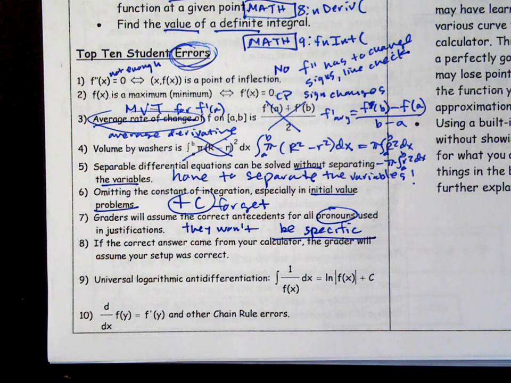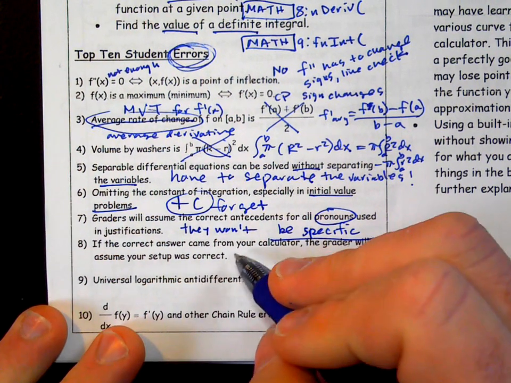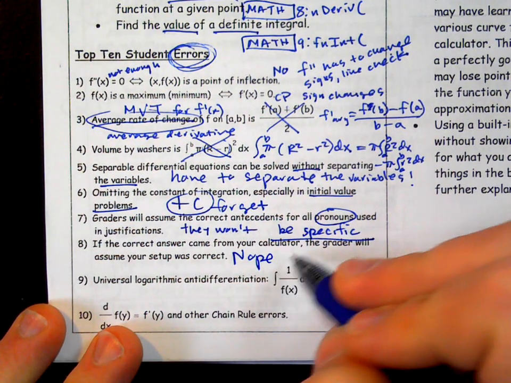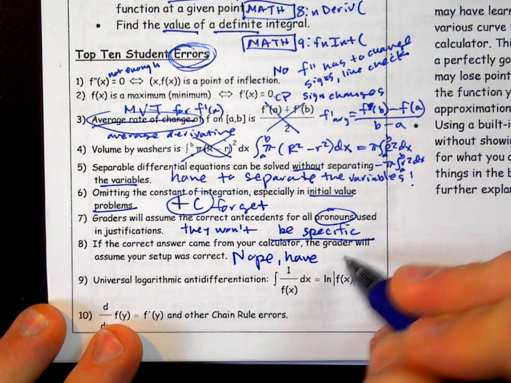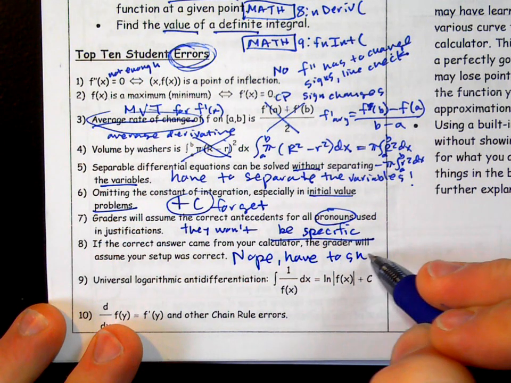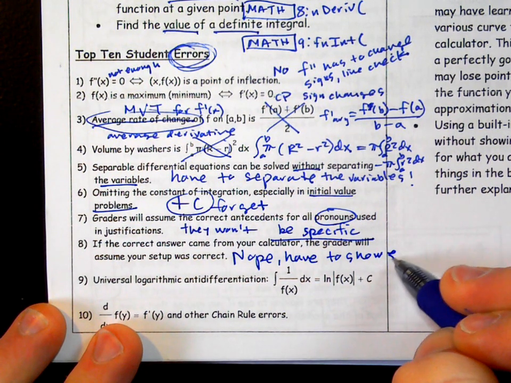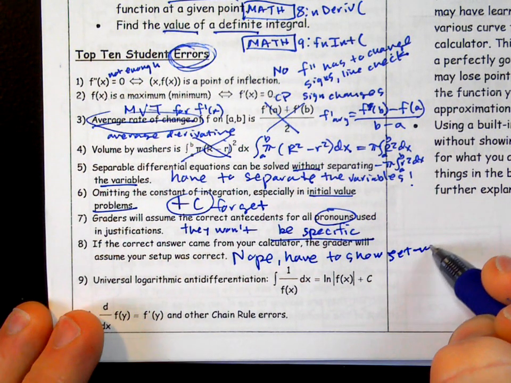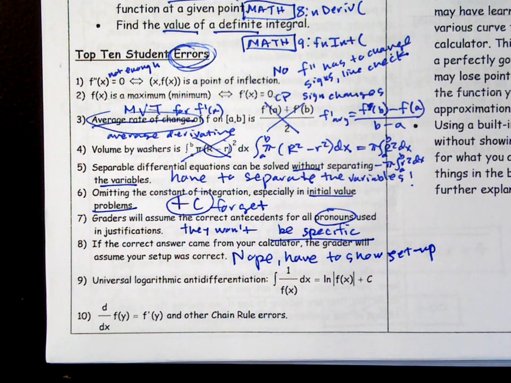If the correct answer came from your calculator, the grader will assume that your setup was correct, even if you didn't show it. Nope. You have to show the setup. In fact, the setup is worth more points than the answer usually, and even if you have the correct answer, you'll lose lots of points if you don't have the setup. If you have the correct setup and the wrong answer, you'll get most of the points.